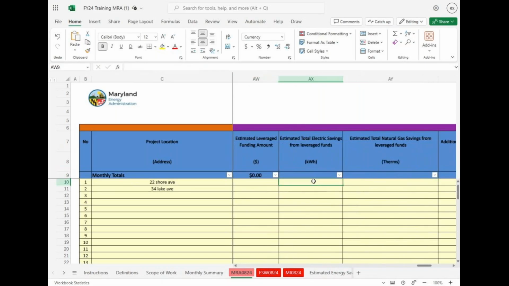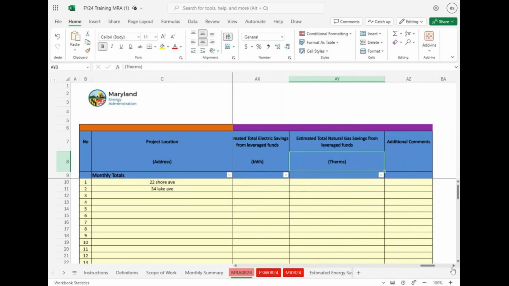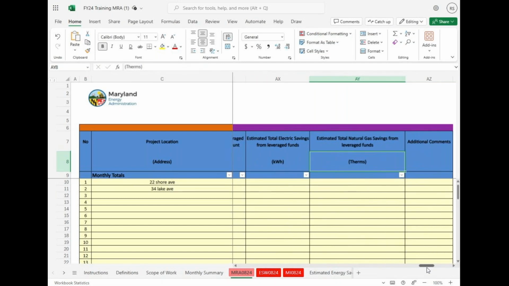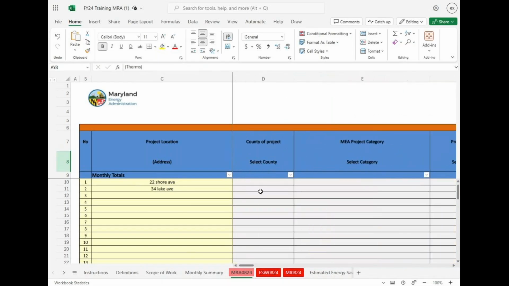Okay, and give us the information that you receive from those leverage funds for savings. As you can see, we have the units below. Please make sure to put them in the correct units for our system, please. Okay, so that is how you complete the first part of the MRA. I hope that was helpful.